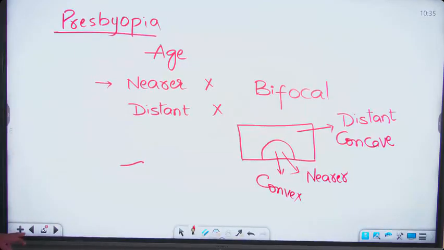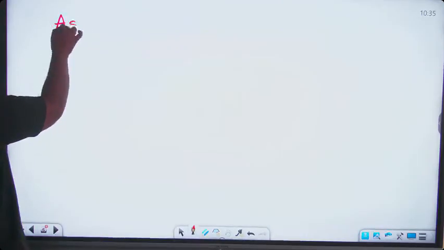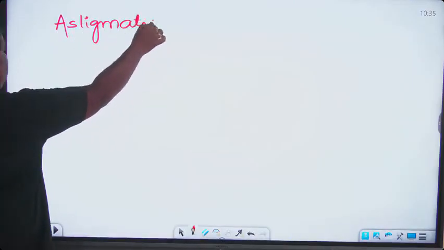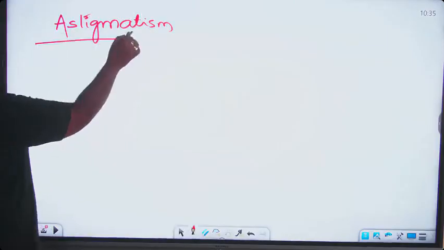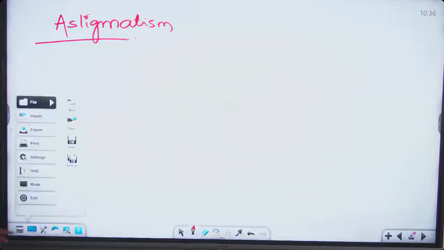Now apart from these three vision problems, myopia, hypermetropia, presbyopia, there is one more vision problem which we call astigmatism. Now, what is this particular problem known as astigmatism? It is called Asama Drushti in Telugu. Right. Now, how does this appear?